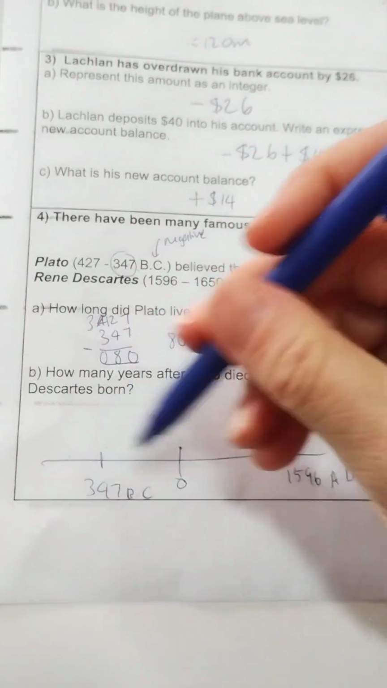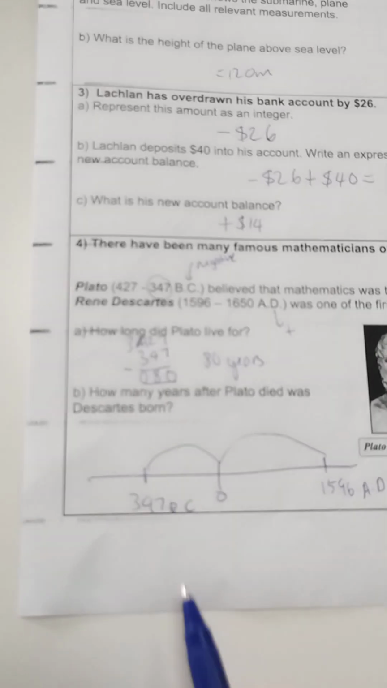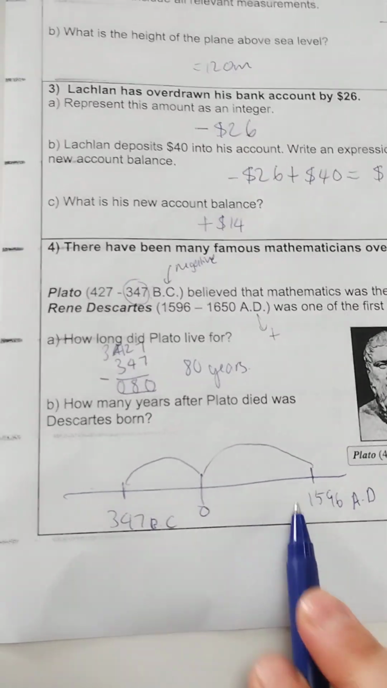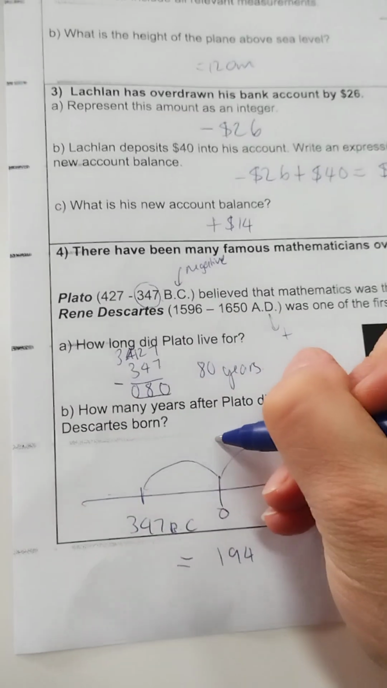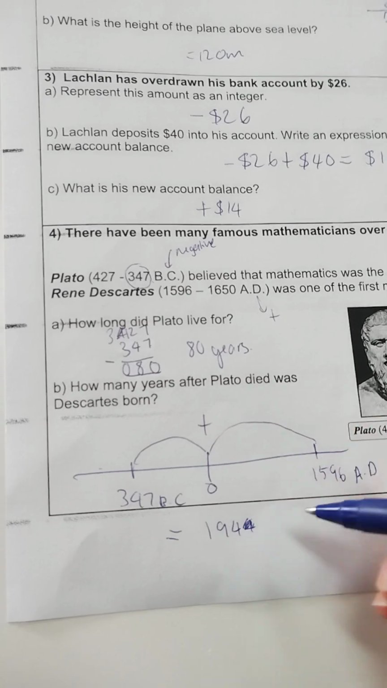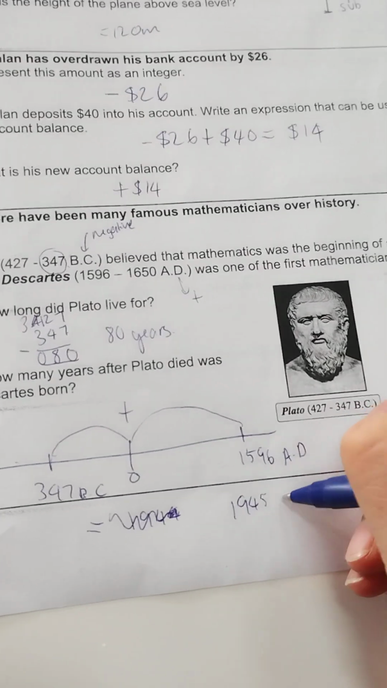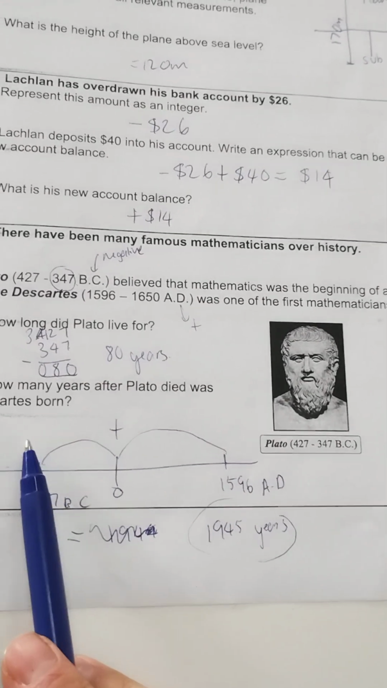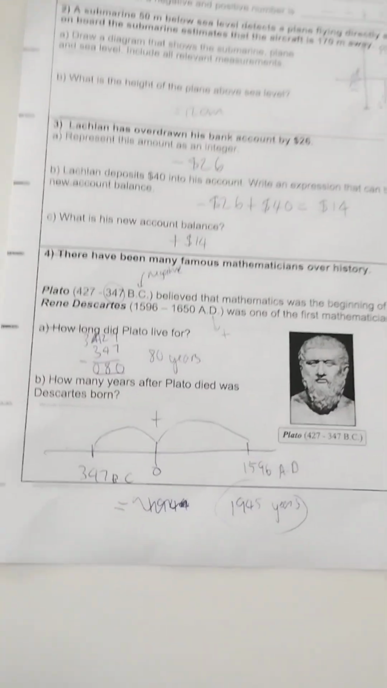So basically, how many years between them? That plus that. Okay, so 347 plus 1,596 leaves us with 1,945. So just add them. Whoops, I'll write it again. 1,945 years. So that's how many years after Plato died that Descartes was born. Thank you.